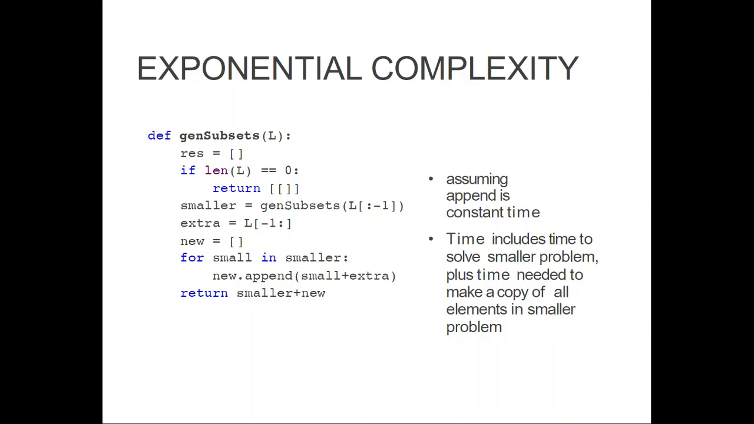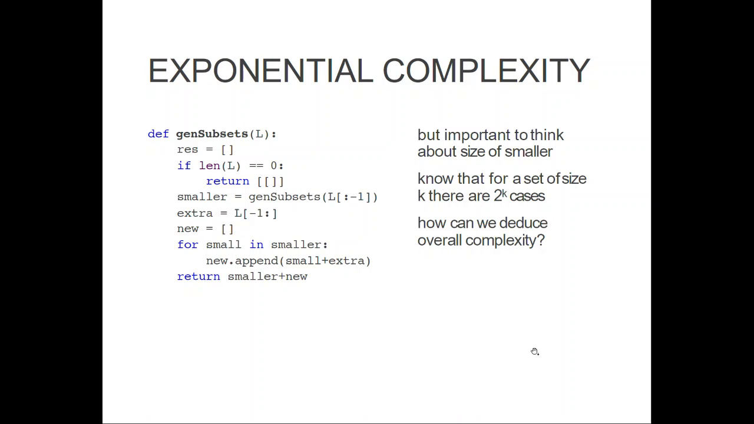So assuming that the append is constant time, the time includes the time needed to solve the smaller problem plus the time needed to make a copy of all the elements in the smaller problem. But it's important to think about the size of the smaller problem. So we need to know that for a set of size k, there are 2 to the power k cases. So how can we deduce the overall complexity?